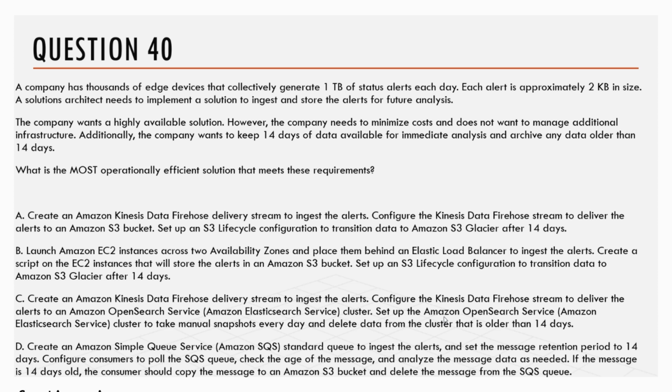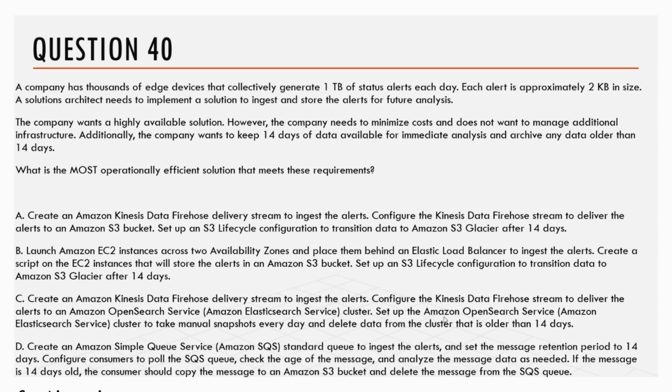Then option C, create an Amazon Kinesis Data Firehose delivery stream to ingest the alerts. Configure the Kinesis Data Firehose stream to deliver the alerts to an Amazon OpenSearch Service cluster. Set up the Amazon OpenSearch Service cluster to take manual snapshots every day and delete data from the cluster that is older than 14 days. Then option D, create an Amazon SQS standard queue to ingest the alerts and set the message retention period to 14 days. Configure consumers to poll the SQS queue. Check the age of the message and analyze the message data as needed. If the message is 14 days old, the consumer should copy the message to an Amazon S3 bucket and delete the message from the SQS queue.